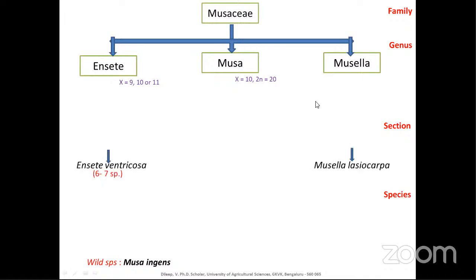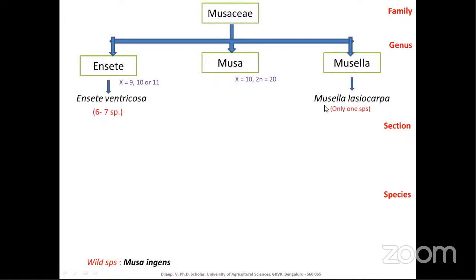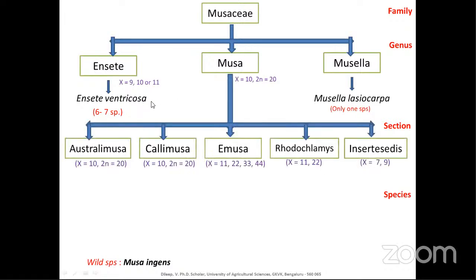So Musella has got only one species. So you have to remember this. In the family Musaceae, it has got three genera, and in the three genera, only Musella has got only one species, that is Musella lasiocarpa. And in the Ensete, there are 6 to 7 species, and the important one being Ensete ventricosa.